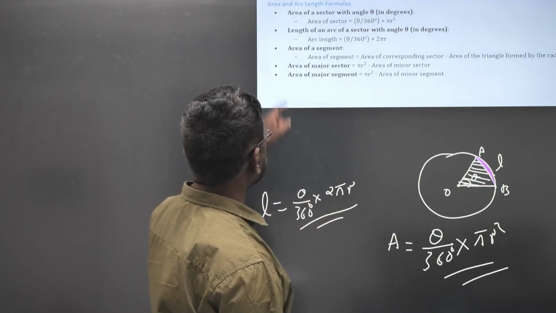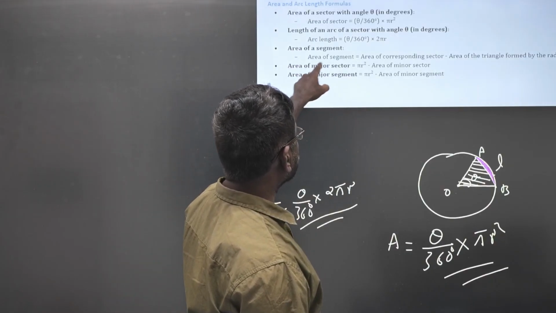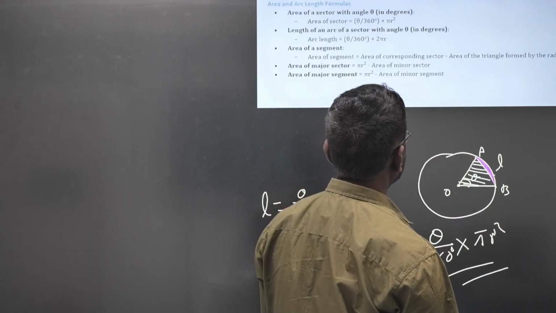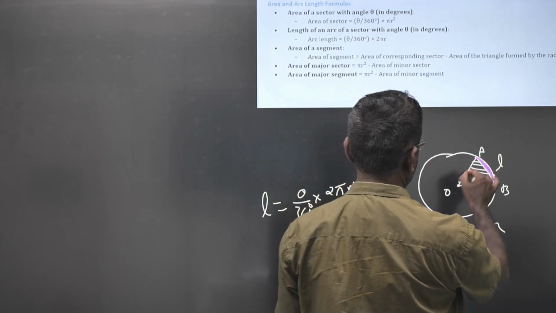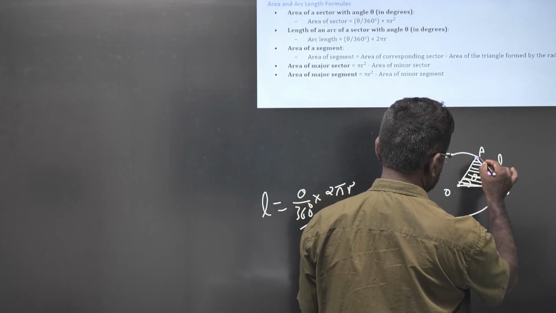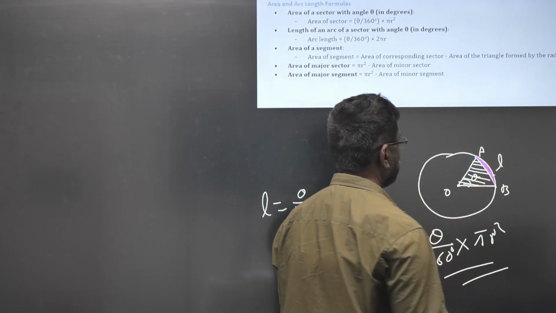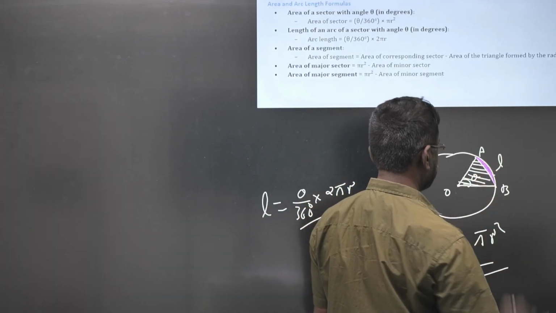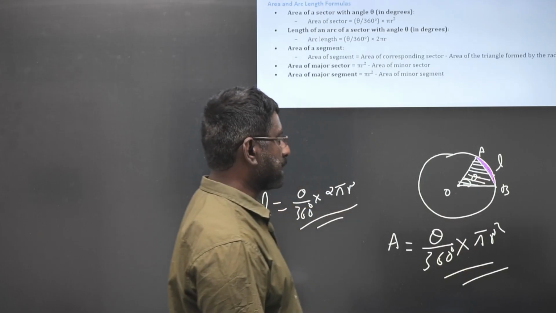Area of the sector, length of the arc. Area of the segment is equal to area of the corresponding sector minus area of the triangle, the triangle with the vertices OAB. We will get the area of this segment. This pink shaded portion is called a segment of a circle.